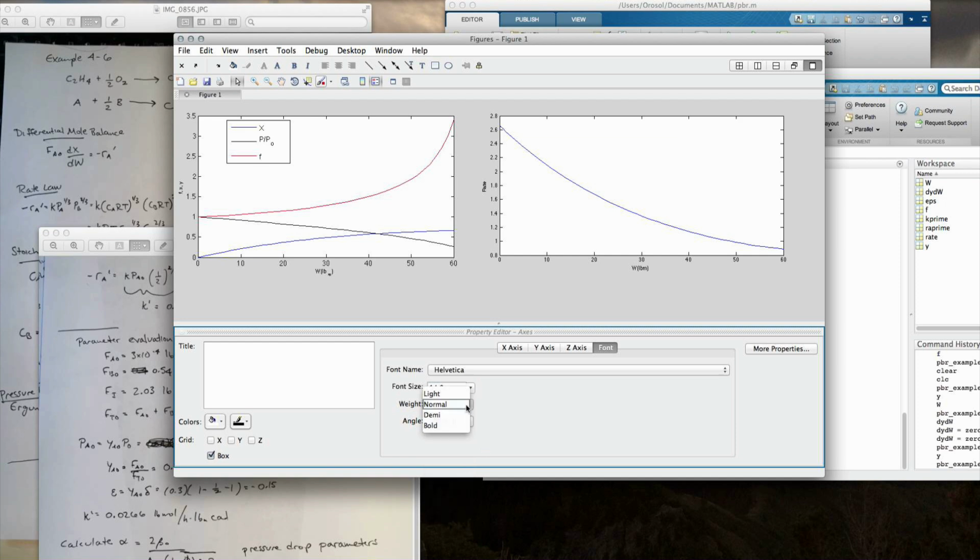You can also change the weight, so you can make these bold. No, that doesn't look bold to me. For some reason it's only changing that. Well, anyway, I almost never make these bold anyway, so you can add a title. So this is weight of catalyst versus F, X, and Y.